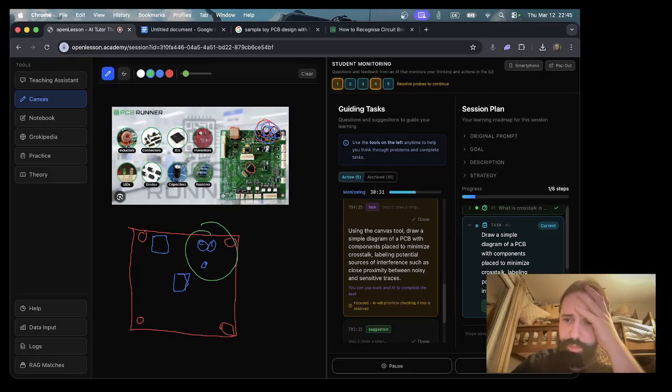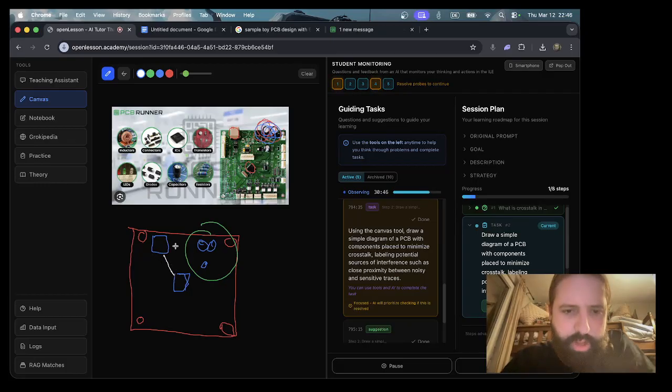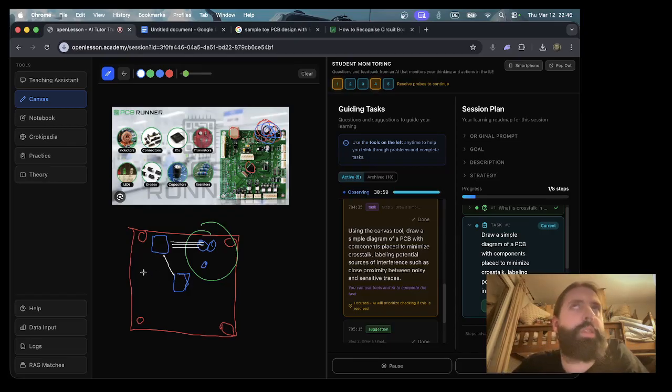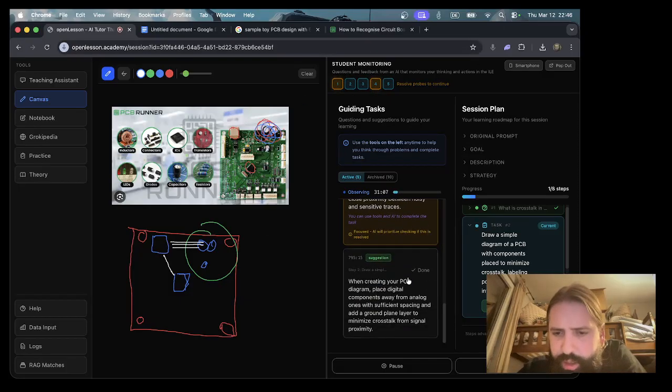Minimize crosstalk, labeling potential sources of interference. Some things can be grouped, some things far away from each other, and we know for sure that certain paths should be more isolated than others if they are critical, for example between two components. Others can be closer, etc. And then at the same time, the ground plane goes underneath. Yeah, I think I'm going to mark it as complete. I don't know why it hasn't marked it as complete.